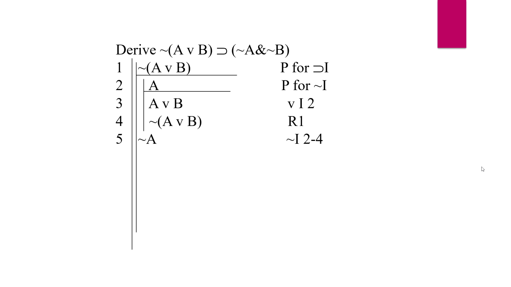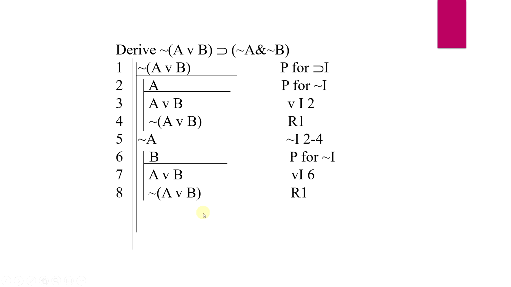Now we need to get the other conjunct of our consequent, it's not the case that B. To do that, I'm going to repeat the process we used to get the negation of A. On line 6, we assume B for negation introduction. On line 7, we use disjunction introduction to get A or B. And then on line 8, we reiterate from line 1 to create the contradiction. So on line 9, we can discharge the premise and close the subderivation to get it's not the case that B by negation introduction from lines 6 through 8.